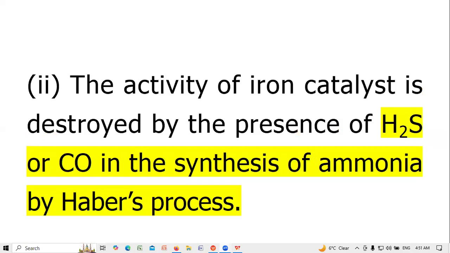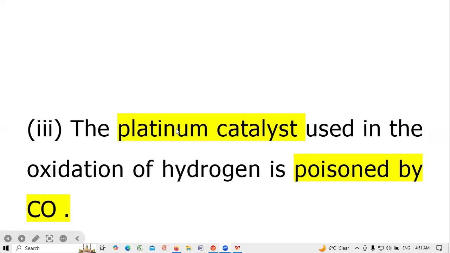The activity of the iron catalyst is destroyed by the presence of hydrogen sulfide or carbon monoxide in the synthesis of ammonia by Haber's process. The platinum catalyst used in the oxidation of hydrogen is poisoned by carbon monoxide.